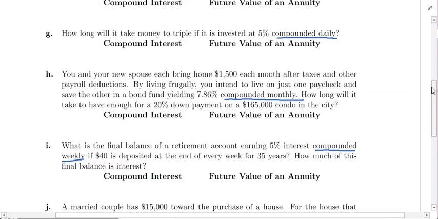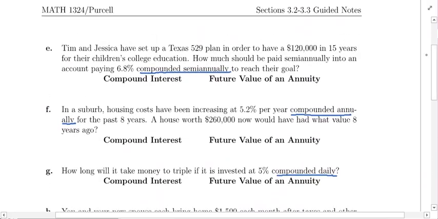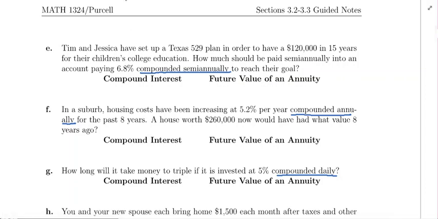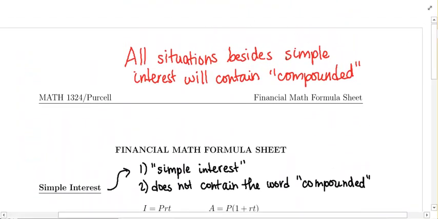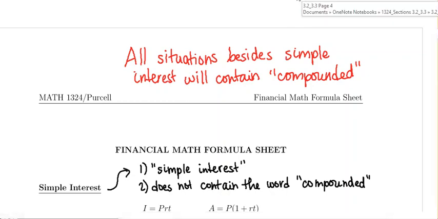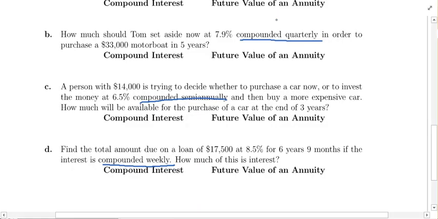Okay, so if you read through all 11, they are all going to have that phrase compounded something, whether it's daily, monthly, annually, whatever, okay? Do not automatically think because you see the word compounded that it's a compound interest problem, okay? Remember what I told you when I introduced you to the formula sheet? All the situations, with the exception of simple interest, will contain this phrase, compounded whatever. So don't assume that seeing the word compounded automatically qualifies it for compound interest. That's not how you do it, okay?